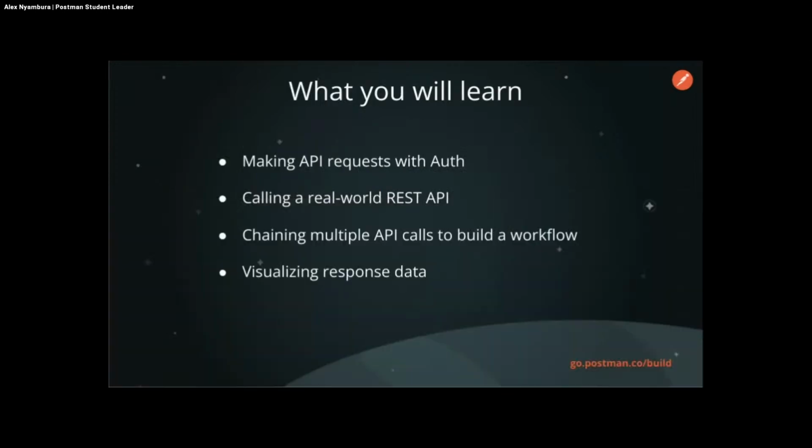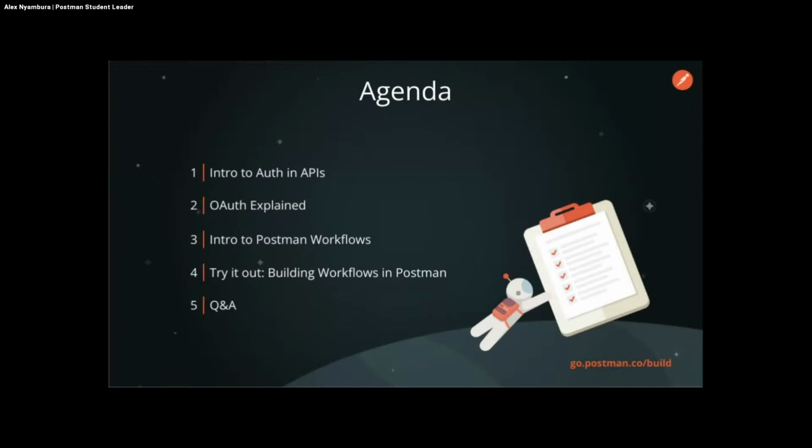So I guess we can see what we are learning today. We'll learn how to make an API request with auth, and I'll also explain what auth means. We'll call a real world REST API, in this case the Spotify API, and we're going to make multiple API calls and build our workflow. We'll also visualize our data. So that's the agenda.